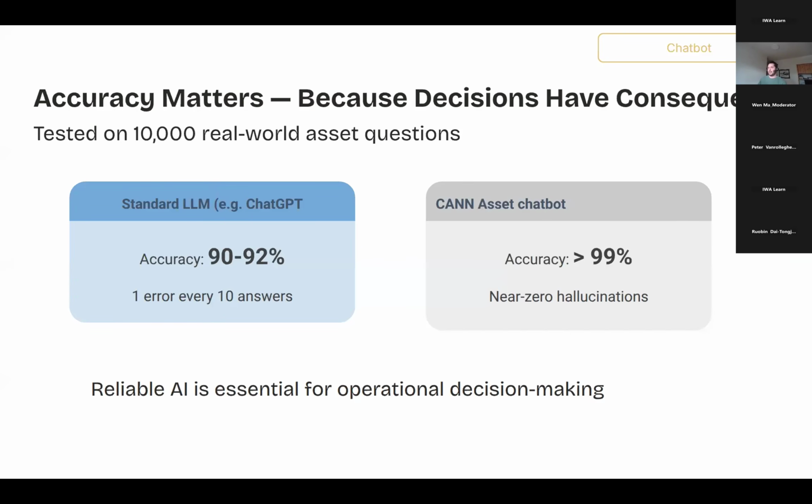And so we tested on those questions, which was really important for us, and this is the last thing I have. When we started with a standard LLM like ChatGPT, we were getting about 90% accuracy, which seems high, but that means you get one hallucination in every 10 answers, which can be problematic, especially when we rely on it for operational decision making. So far the result that we have is over 99% accuracy. There are a few hallucinations here and there, but it's very rare.